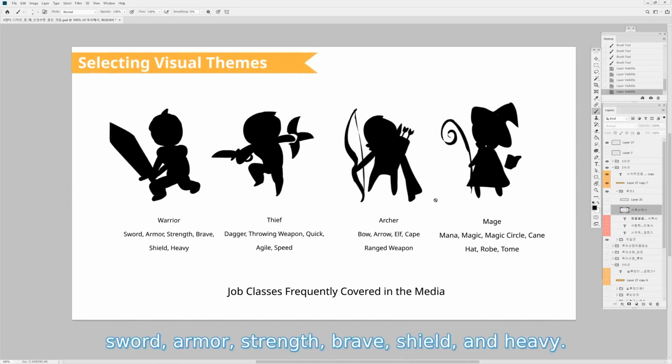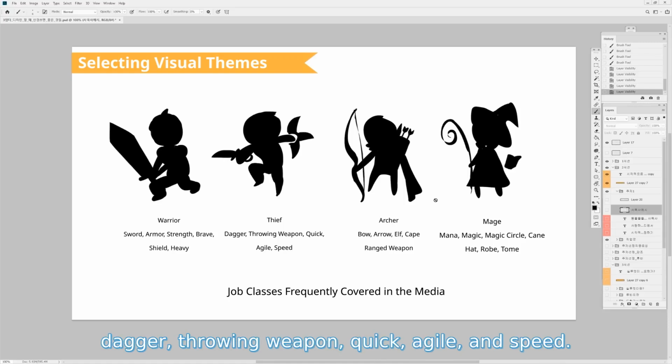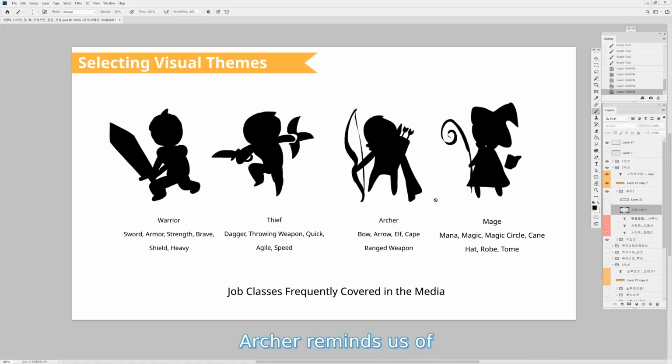Warrior reminds us of sword, armor, strength, brave, shield, and heavy. Thief reminds us of dagger, throwing weapon, quick, agile, and speed. Archer reminds us of bow, arrow, elf, cape, and ranged weapon. Mage reminds us of mana, magic circle, cane, hat, robe, tome.